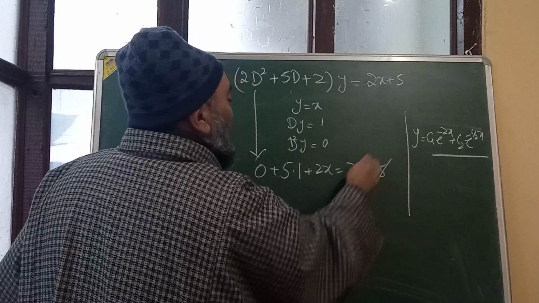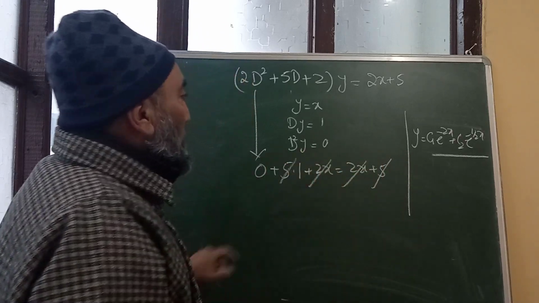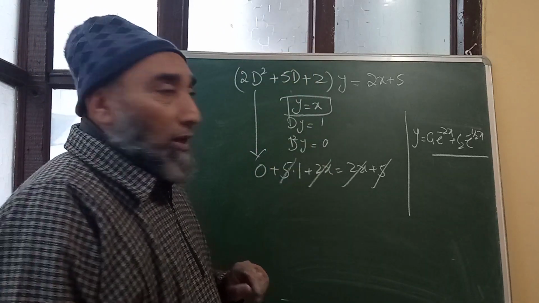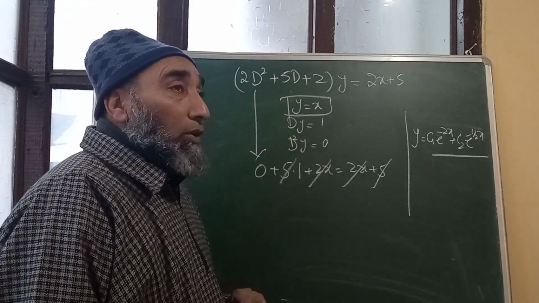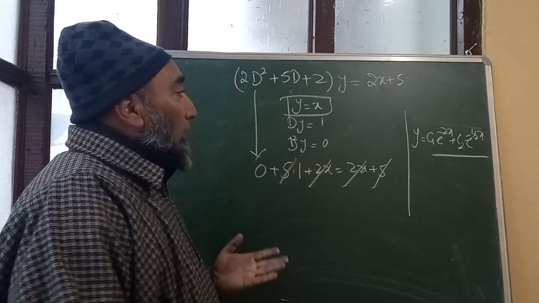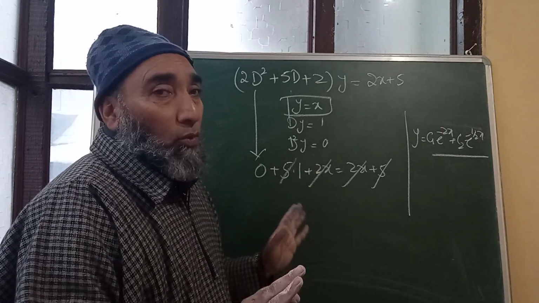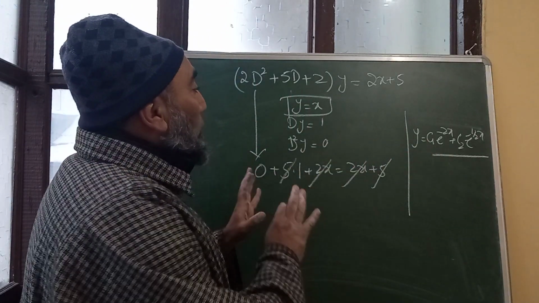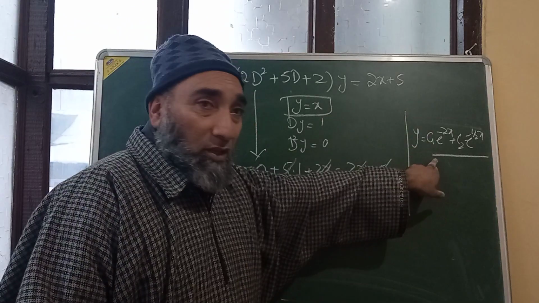You see, left hand side and right hand side are equal, meaning y equal to x is a solution of this differential equation. Now if y equal to x is a solution of the differential equation, is it a complete solution? No, because its solution is given by this also. So the complete solution should be this one plus this one.